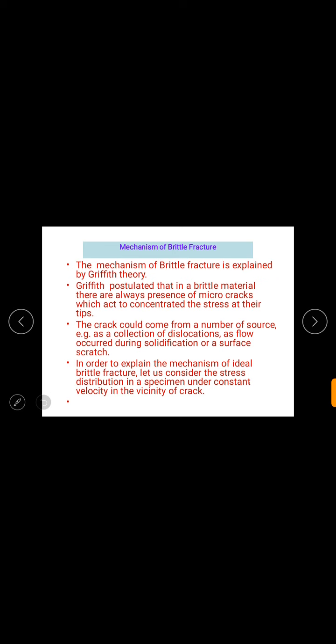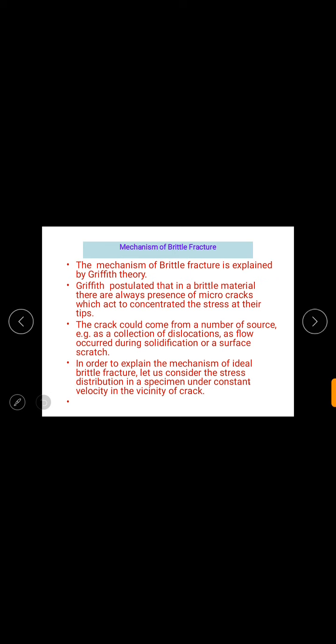The next thing is that this mechanism can be easily explained by the Griffith theory. This brittle fracture mechanism can be explained by Griffith theory. Griffith postulated that in brittle materials there is always the presence of micro cracks inside the material, and these micro cracks will develop throughout the material, and finally it breaks.